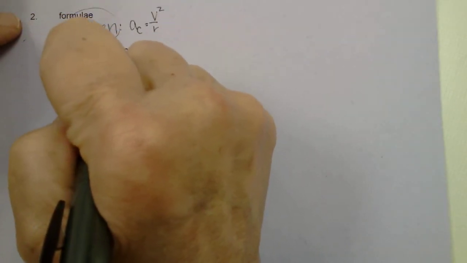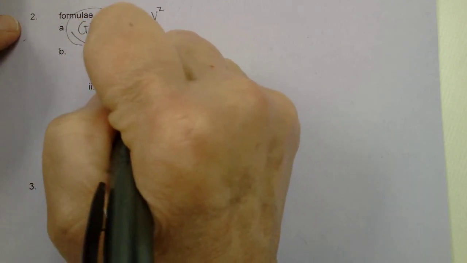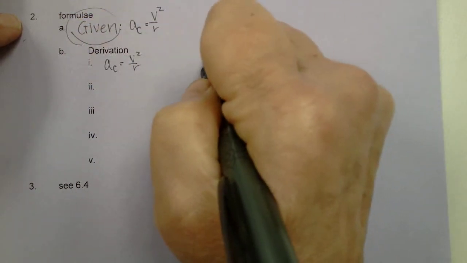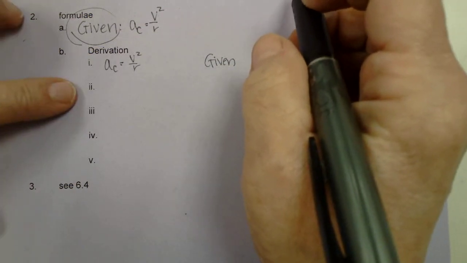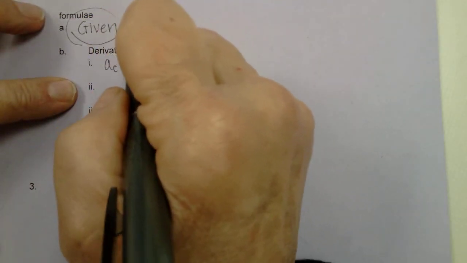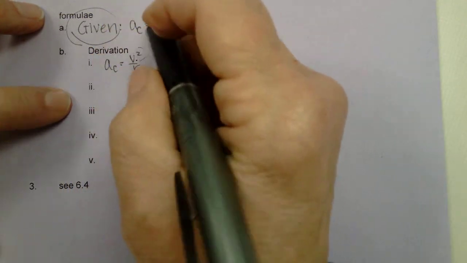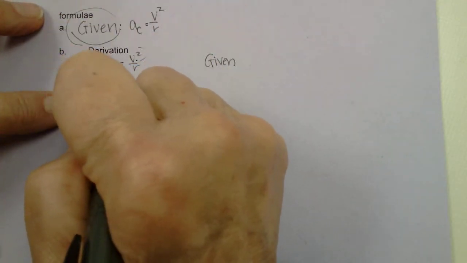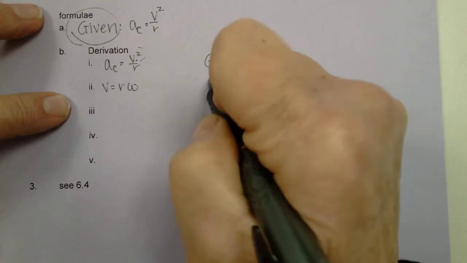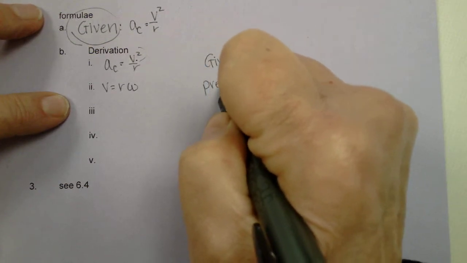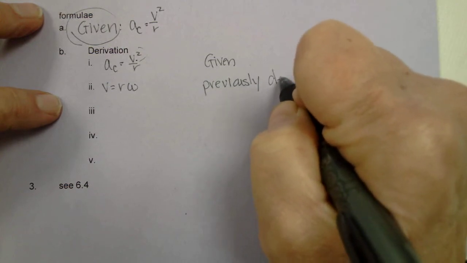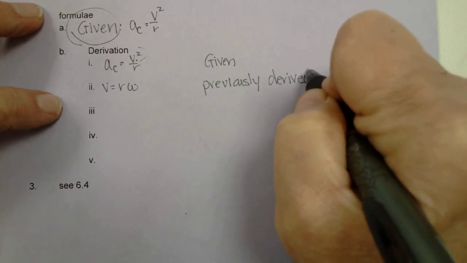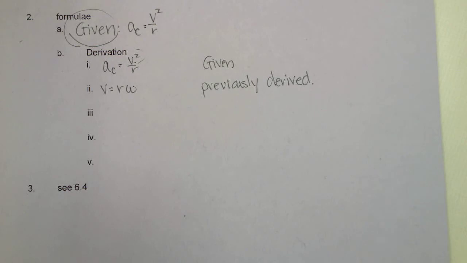So let's start with my given. a sub c is equal to v squared over r, and we're just going to say that that's given. And I already know how to go back and forth between v and omega. v is equal to r omega, and that was previously derived. We already proved the existence of that one in our last derivation, so we don't have to go through it again. Just look at the last derivation.